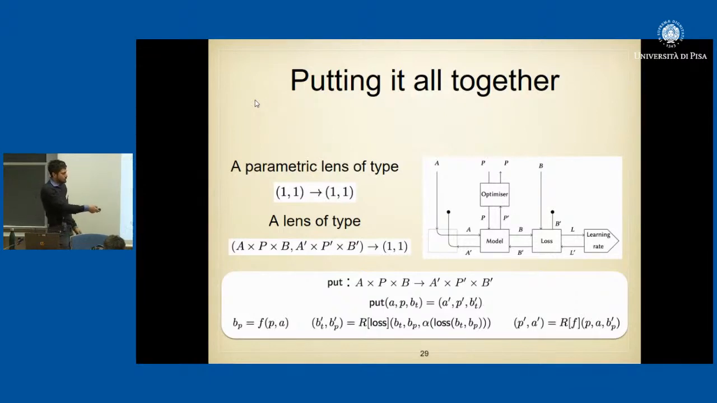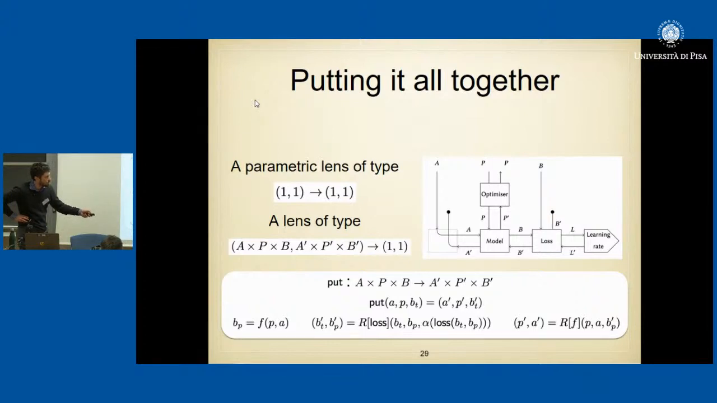So what is the put map doing? The put map takes the inputs, the parameters of the network, and the labels, and gives me a change in each of these. How is this change computed? First of all, I use f, the actual function that the neural network is computing on my input and parameters, and I get some b, which are the outputs. Then this b is used together with the labels. BP is the actual output, and BT are the labels that I should compare.